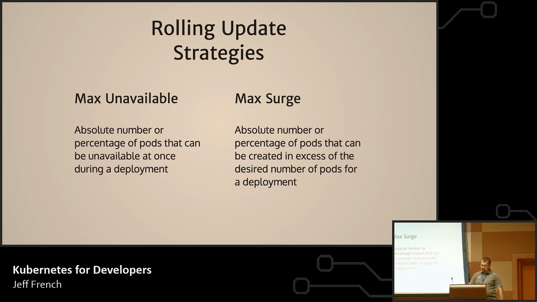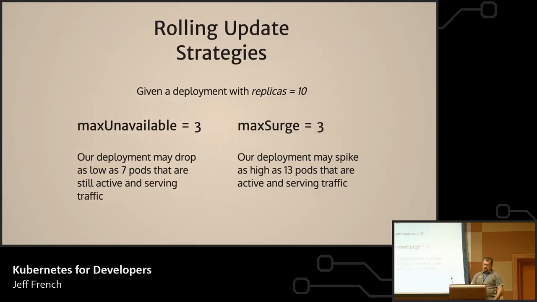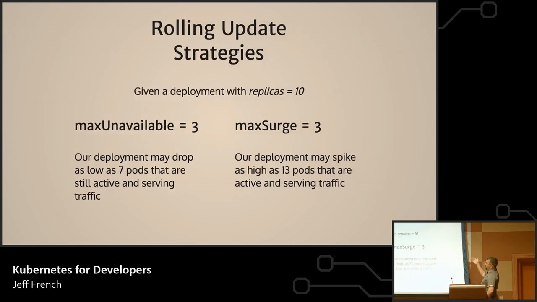On a max surge, it's an absolute number or percentage of pods that can be created in excess of the desired number on the deployment. So this is saying, well, no, if I said 3, then you start creating extras before you take my other ones down. And this all kind of depends on your application and how it handles traffic and state and all these kinds of things, and also just the amount of traffic you typically have during a deployment. So here's some worked examples on these things.